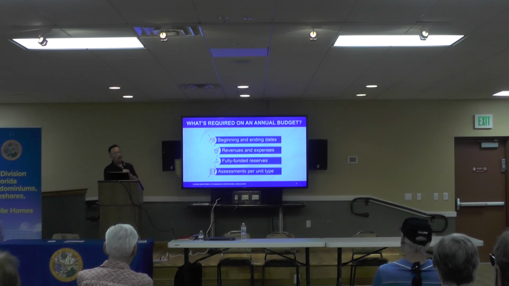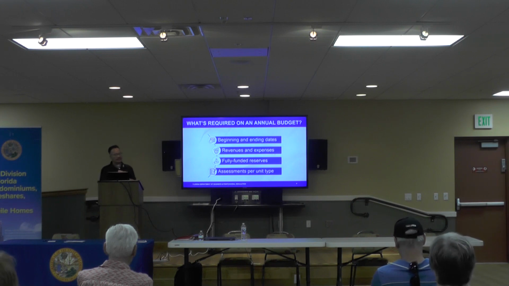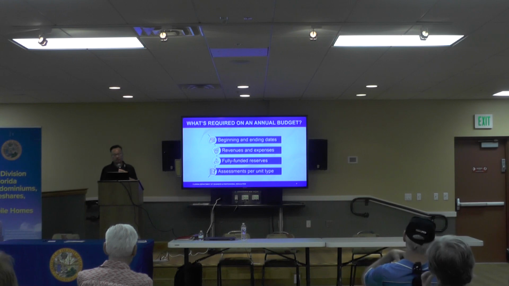What is required on an annual budget? An association must prepare an annual budget which shows the estimated revenues and expenses for the upcoming year. Please keep in mind, these are just estimates, like I said. A budget must be proposed and adopted no later than 14 days prior to the beginning of the fiscal year.